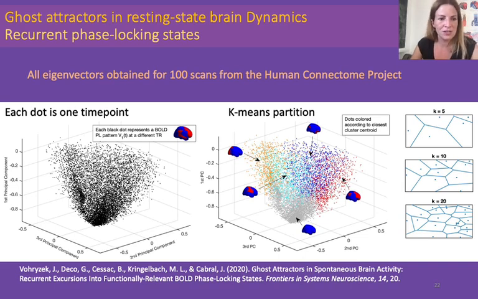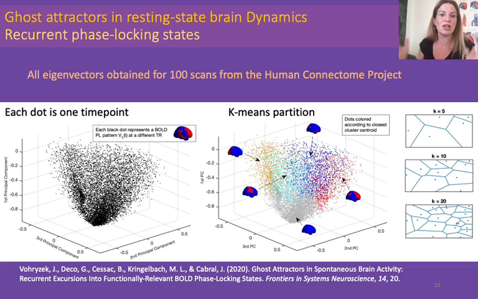And now let's consider that each dot is an eigenvector. Here we obtain all the eigenvectors from 100 scans from the Human Connectome Project. So for each volume, we compute the eigenvector. And then we compute the covariance matrix, we take the first 3 principal components, and we represent a cloud of observations in this reduced 3-dimensional space, where each dot represents one eigenvector, which is one pattern of phase relationships in the brain.